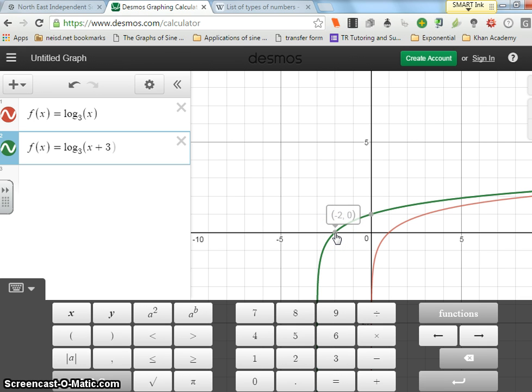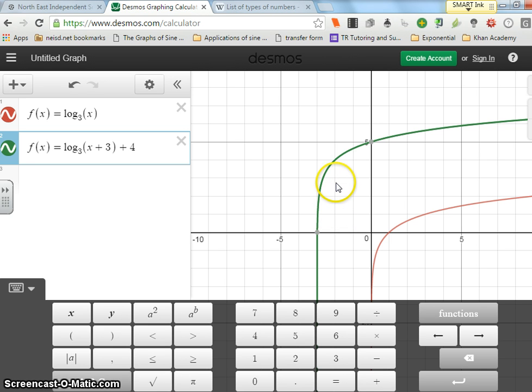And again, if I want to move it up, I have to get outside the parentheses. And if I want to move it up, plus 4. And then my special point went up 1, 2, 3, 4.